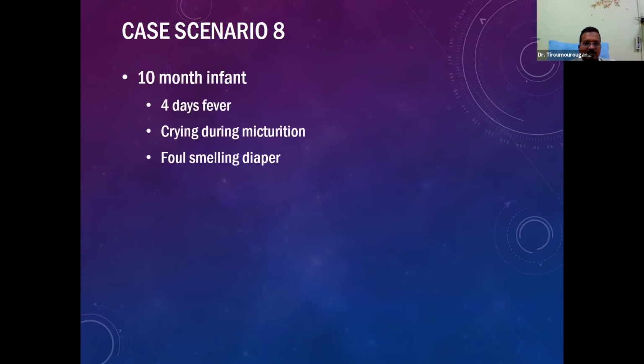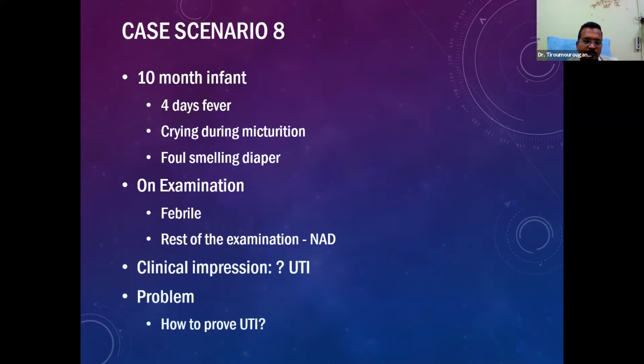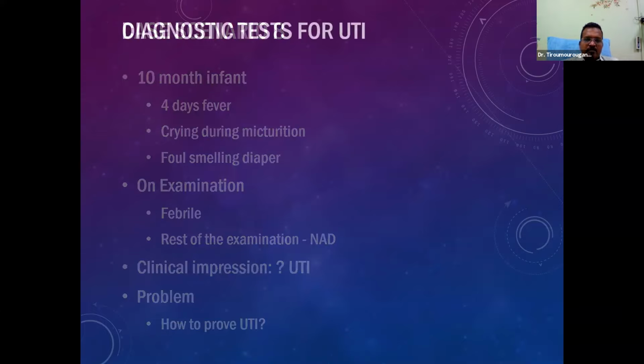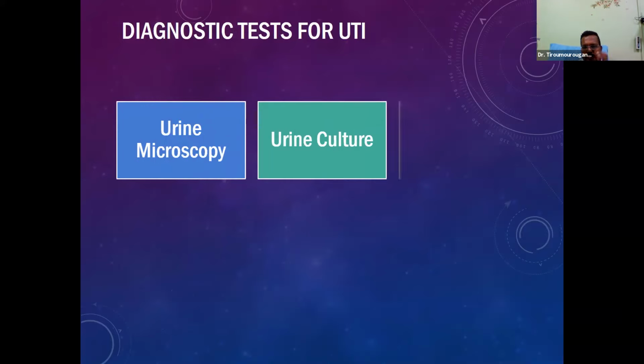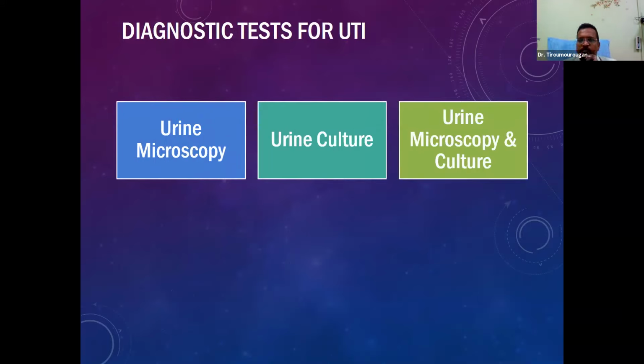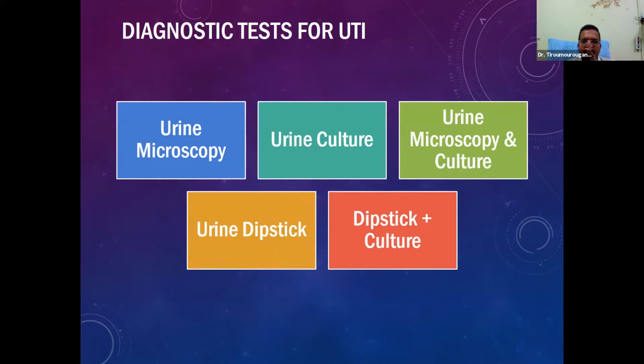So another 10-month-old child comes in with a 4-day history of fever, crying during micturition, foul smelling urine like diaper. On examination, I find that the child is febrile, nothing else is showing up on examination. So we think this could be a UTI. So the question is, how do we want to prove it? Should we do a urine microscopy, urine culture, or a urine microscopy and a culture? What about a urine dipstick or a dipstick with culture?